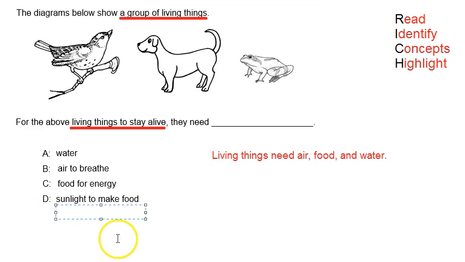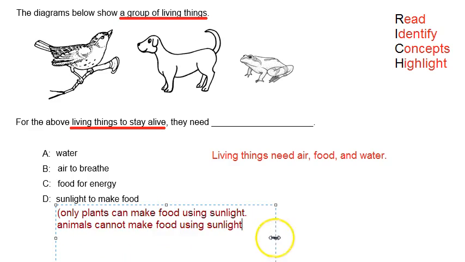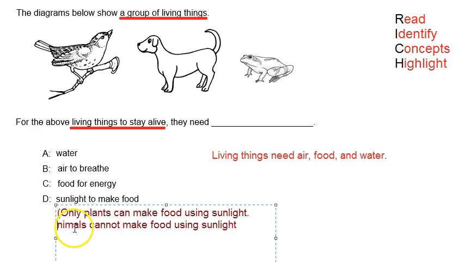Alright, and I'll write a little note here. Only plants can make food using sunlight. Animals cannot make food using sunlight. Only plants can do that. Alright, I'm going to make it nicer. I'm going to capitalize this so that your English teacher does not scold me.